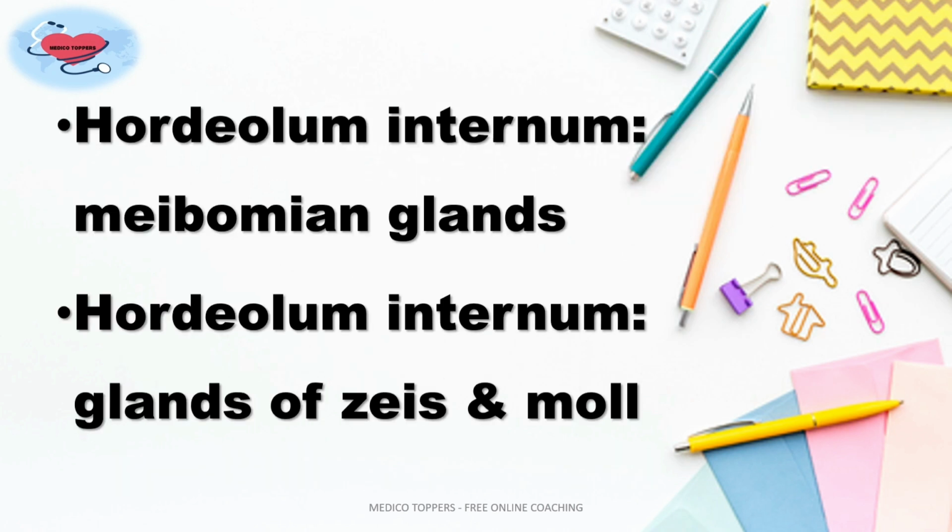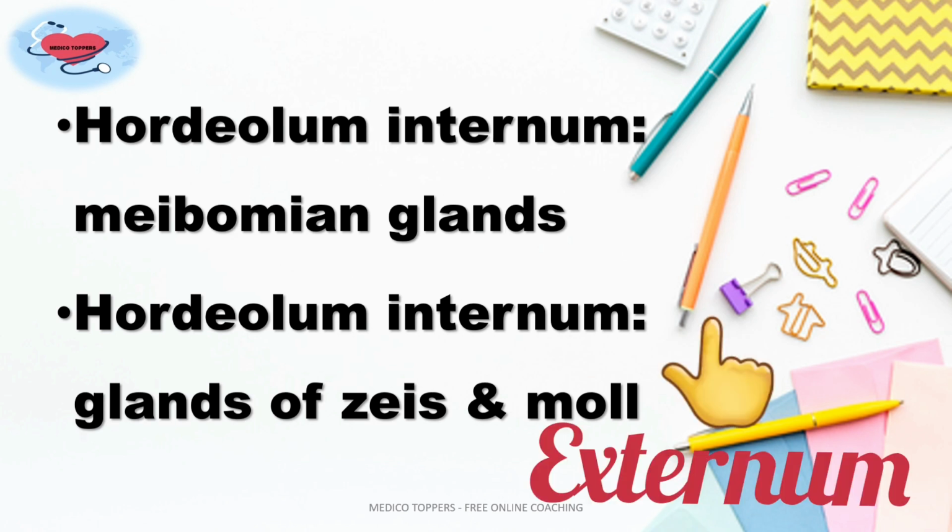Next comes internal and external hordeolum. Internal hordeolum is also known as hordeolum internum, and this is acute bacterial infection of meibomian glands. Meibomian glands are modified sebaceous glands. So internum is meibomian glands, and hordeolum externum, this is acute bacterial infection of glands of Zeiss or glands of Moll.